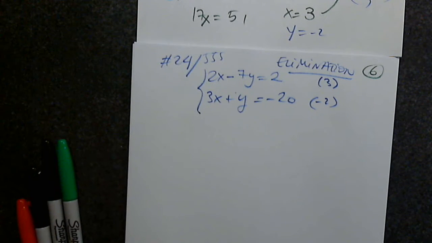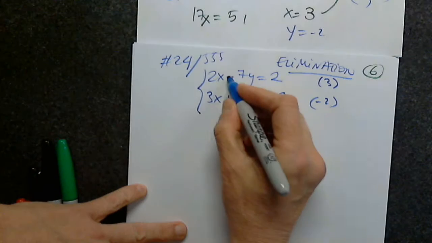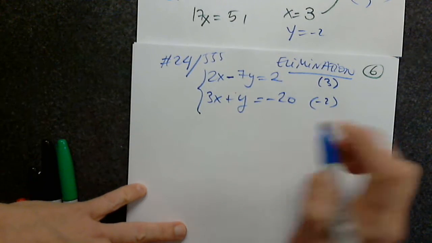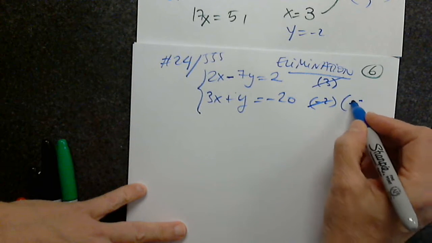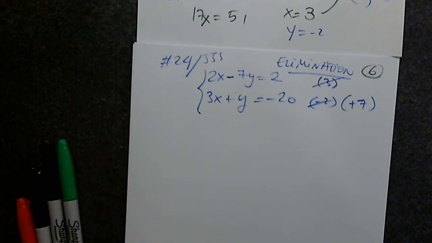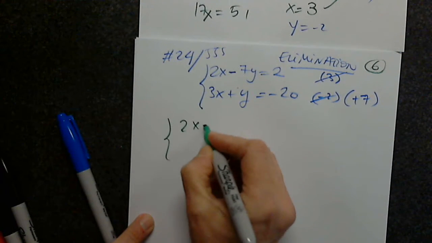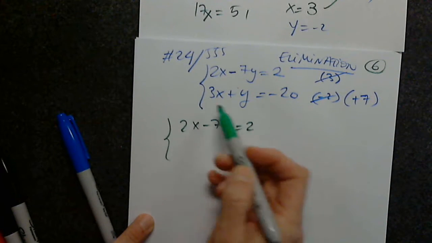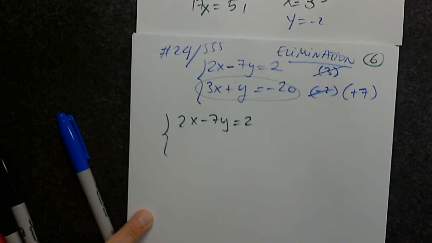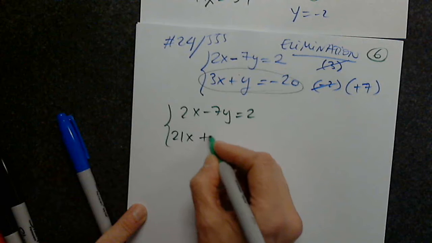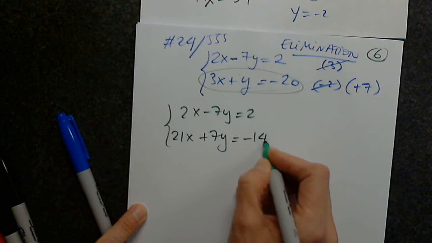Let's see if there is a better or easier method. I see a -7 here and a +1 here. In order to eliminate y, I only need to multiply the second equation by +7. Why not? I don't want to multiply 2 equations if I can get away with multiplying just one. So I will copy the top one, and multiply both sides, each term, by 7. The second one, 21x plus 7y equals -140.